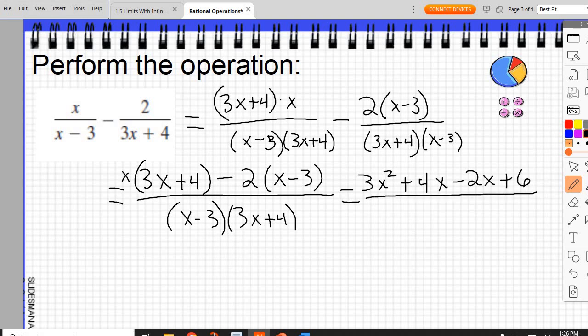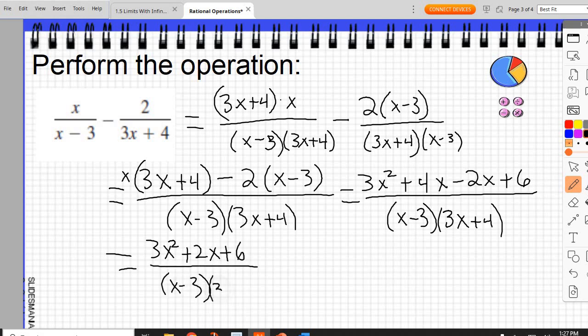So I distributed the x, distributed the -2. You could also just distribute a +2, but leave the subtraction sign there. That's fine. And then we have 3x squared plus 2x plus 6.